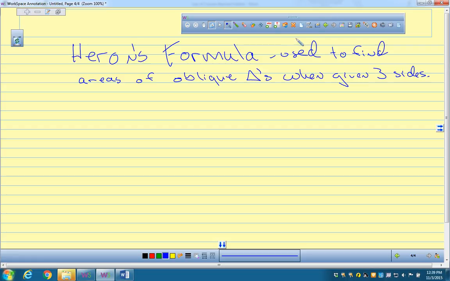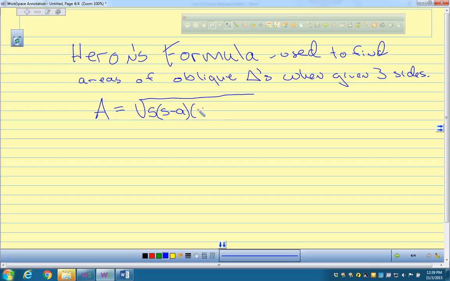So Heron's formula says that the area is equal to the square root of, has anyone ever seen Heron's formula? They do have it in the geometry book, but some teachers, I usually skip it. S minus A times S minus B times S minus C, where A, B, and C are the sides of the triangle, and S is equal to A plus B plus C divided by 2. In other words, it's the perimeter divided by 2.